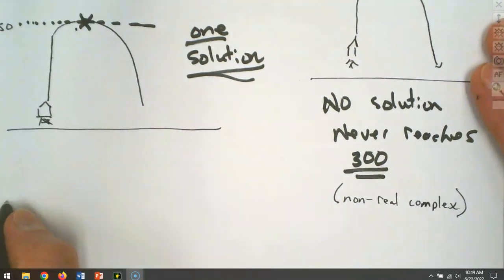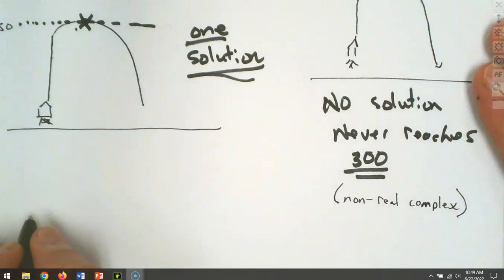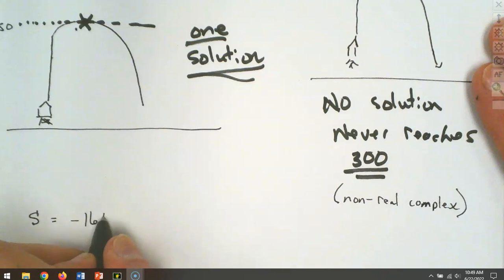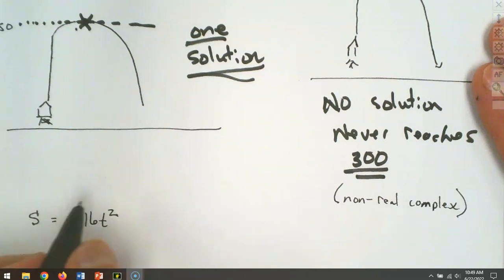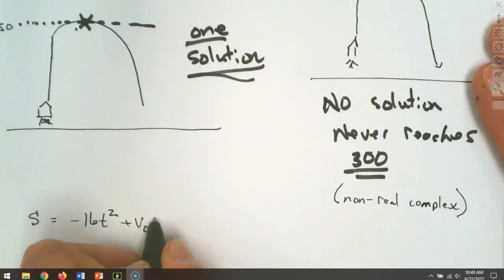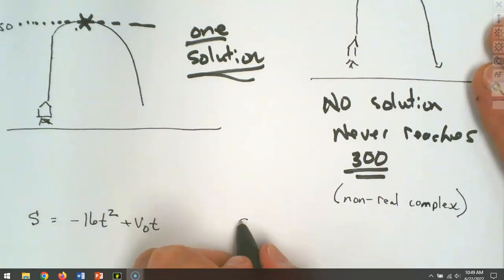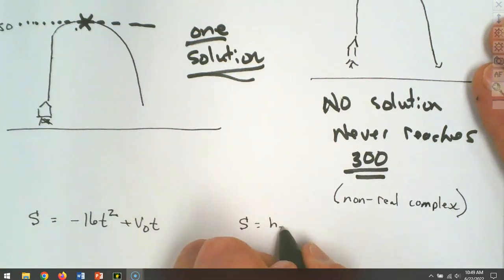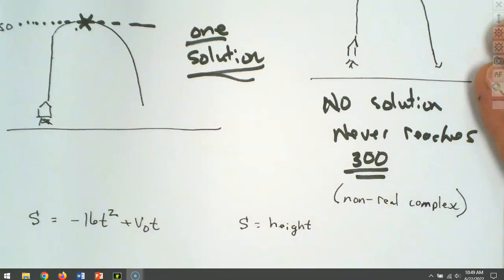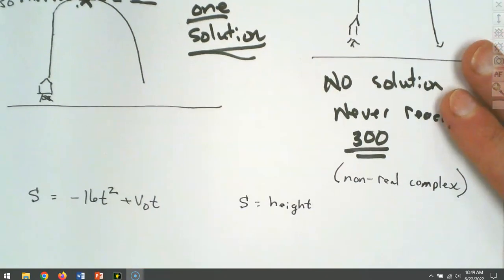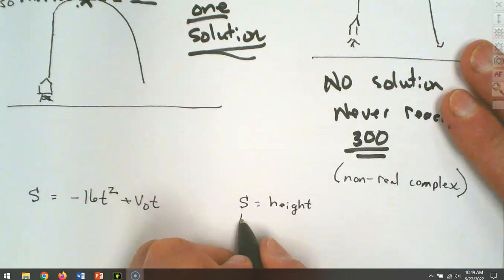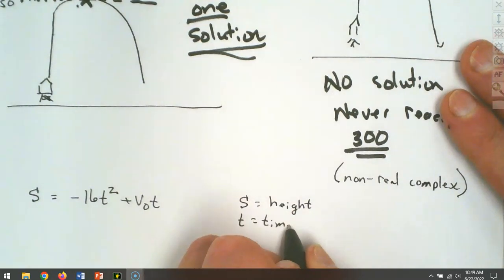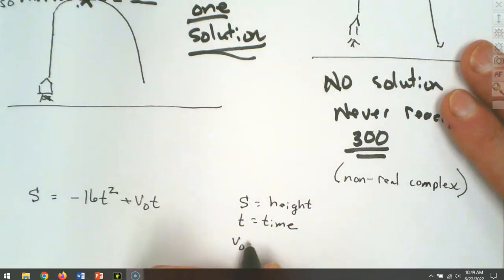So now let's go back to our formula, and we're going to talk about all the pieces and what they mean. Okay, now, S represents the height. So that's the height that you want to go. T represents the time. V naught represents the starting speed or starting velocity.